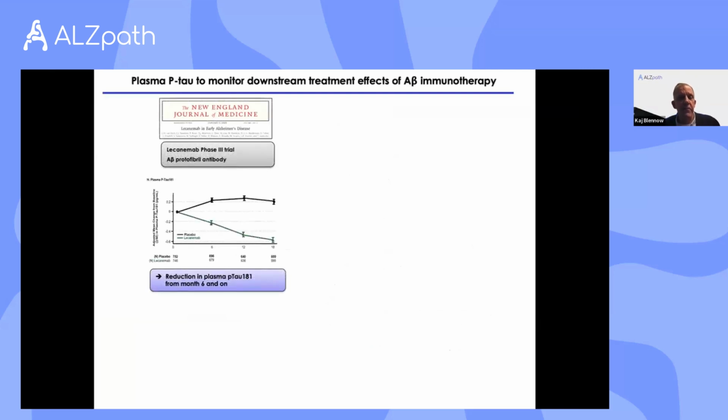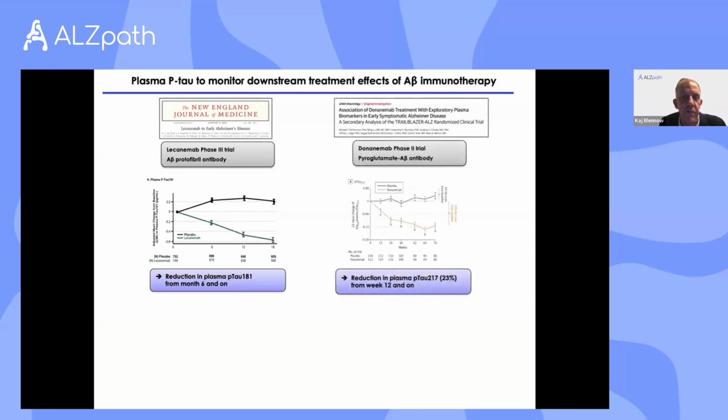One good thing is also that these biomarkers seem to work in the clinical trials to monitor treatments, and this is from the lecanemab phase 3 trial. The A-beta protofibril antibody, you see that pTau181 in this case drops from month 6 and on, and this is from the donanemab trial, where you see a reduction down to 23% of baseline levels in the patients, the AD and MCI patients, from week 12 and on.